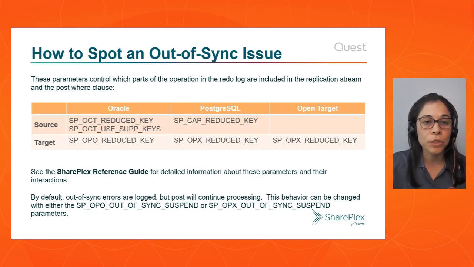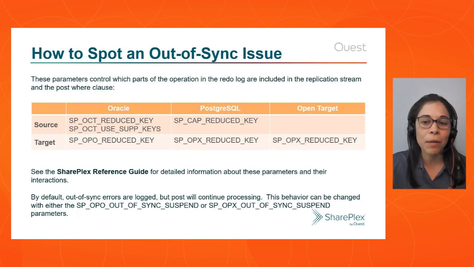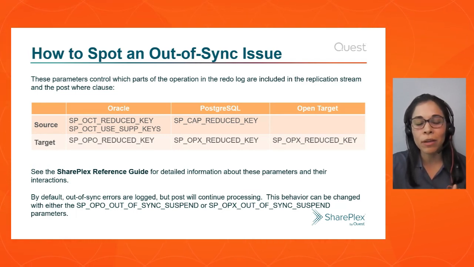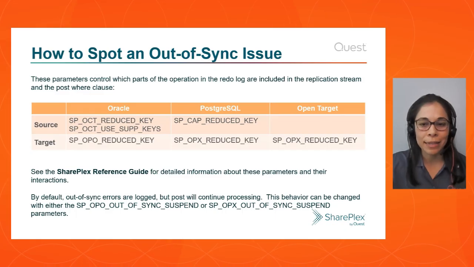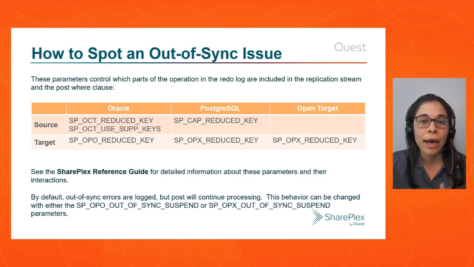Another parameter that you see here is the OCT use sub keys as supplemental keys. These parameters make SharePlex use Oracle supplemental logging columns for updates and deletes. This is going to improve your efficiency, and it overrides the default key selection and requires setting to 1 for open targets. I recommend you go to the SharePlex reference guide for detailed information on this parameter and how to configure these parameters.